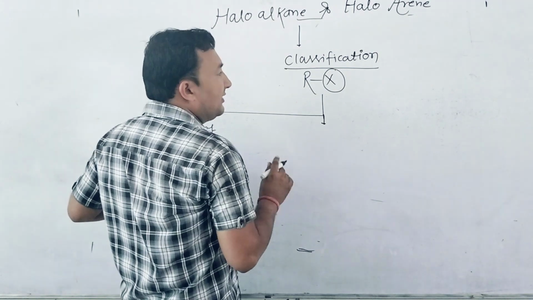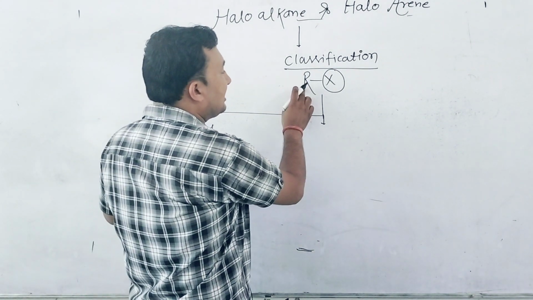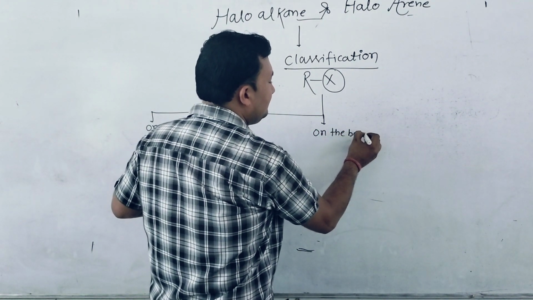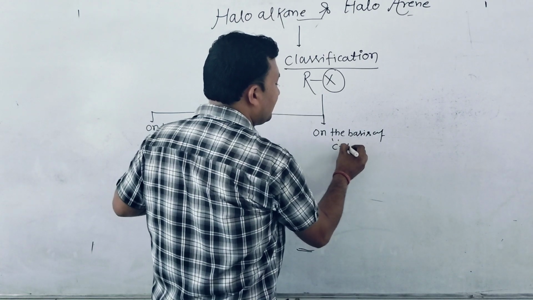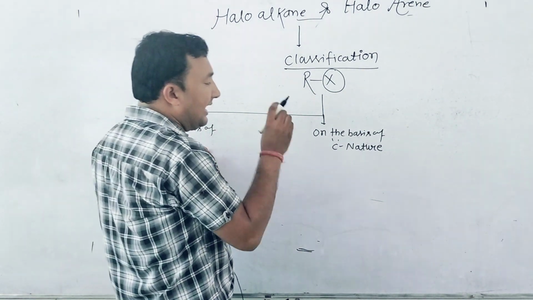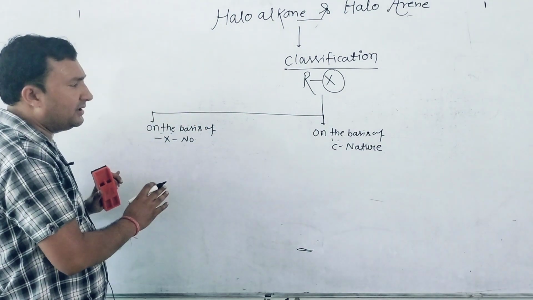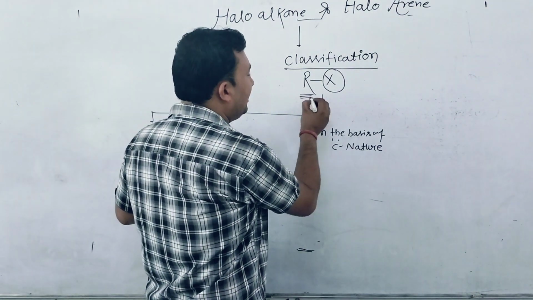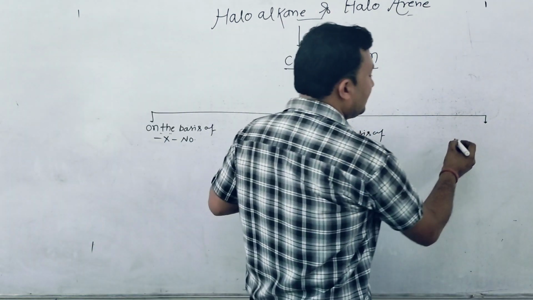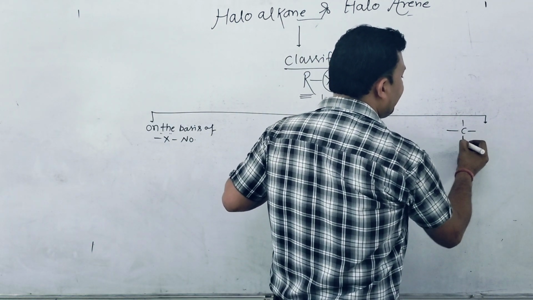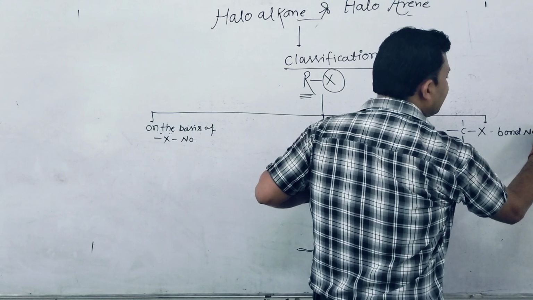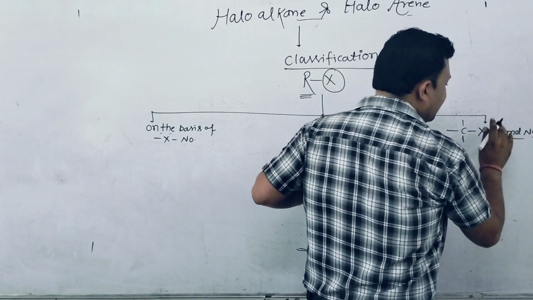The second, we can classify alkyl halide on the basis of the nature of the carbon to which the halogen is attached. We are studying the classification of alkyl halides, which can be classified on the basis of halogen atom number, on the basis of carbon atom nature, or on the basis of the carbon halogen bond nature. The carbon halogen bond nature is the most important kind of classification, which is generally asked in exams.